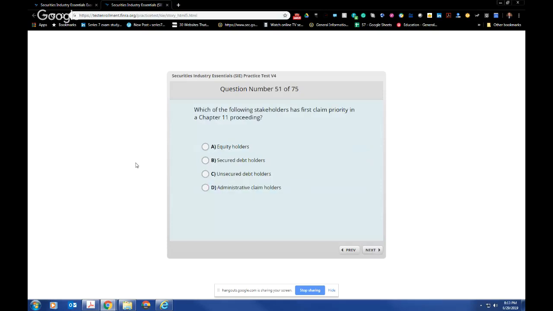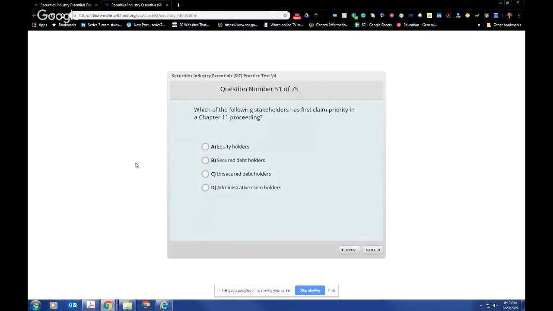I might actually do this whole thing. Which of the following stakeholders has first claim priority in a Chapter 11? I might screw this up because I don't know what administrative claim holders is, but I'm not gonna pick it just because I don't know what it is. So it always goes secured, unsecured, preferred, common. Preferred and common are both considered equity. So it goes secured, then unsecured, then equity holders. I don't know what administrative claim holders are, but I'm going to go with secured because that's what I know.